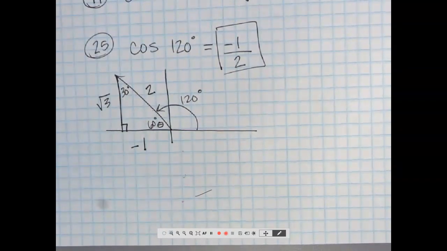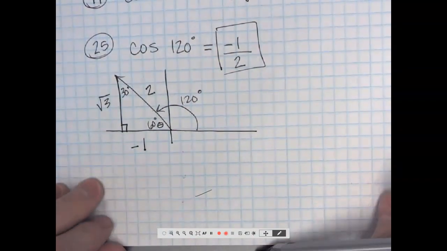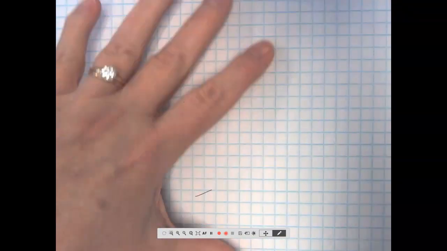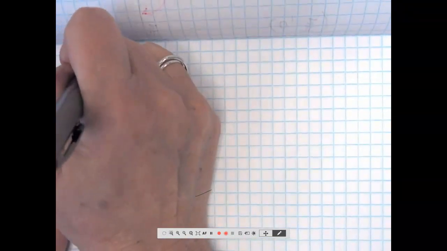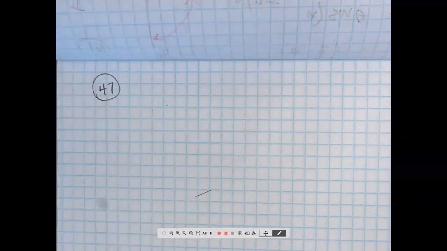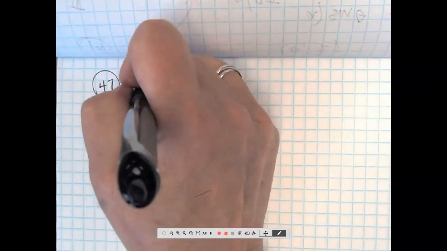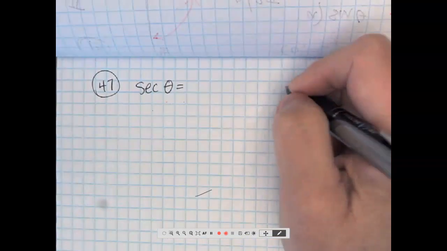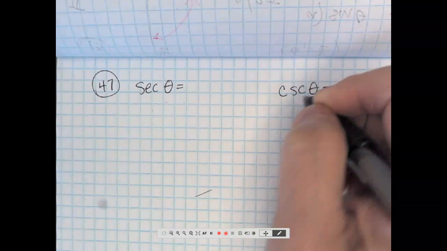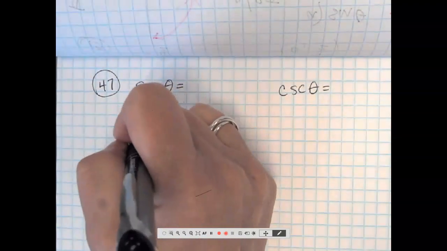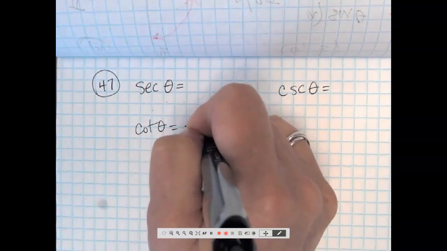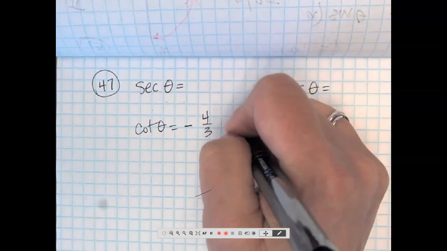Alrighty, let's look at 47. And then I think I have gotten something from every section. And if y'all want, we can go back and get a couple more that just look bad to you. Okay, 47 says that we want to find secant of theta, and we want to find cosecant of theta if cotangent is negative 4/3 and cosine is less than 0.